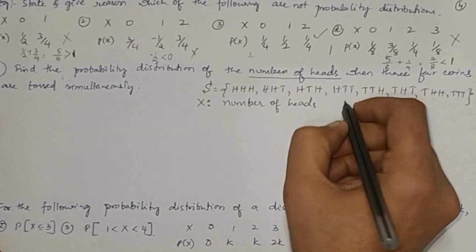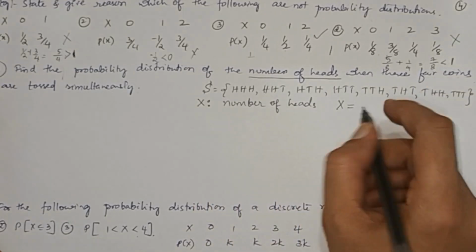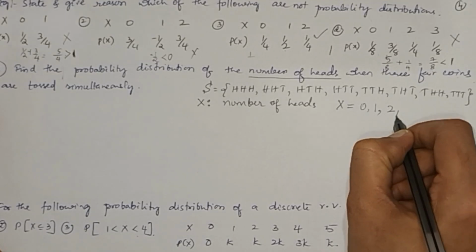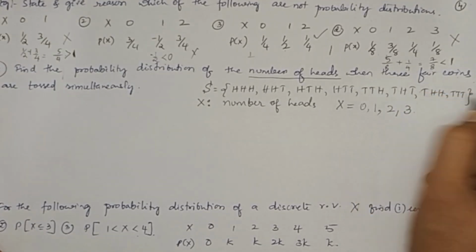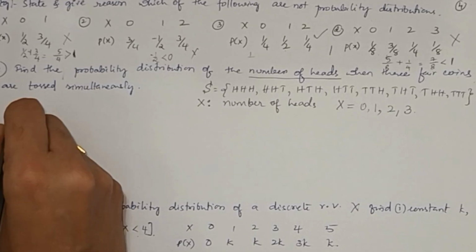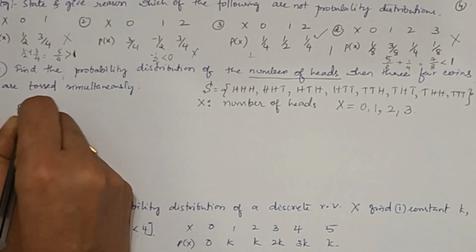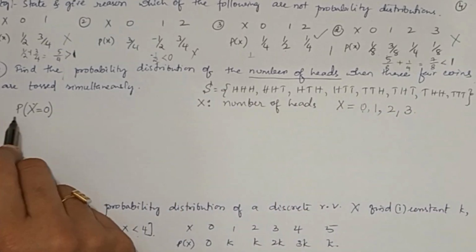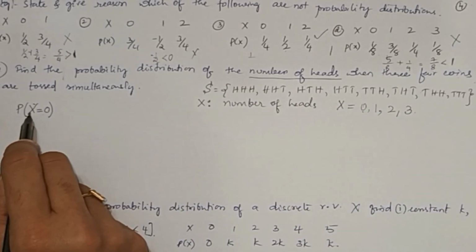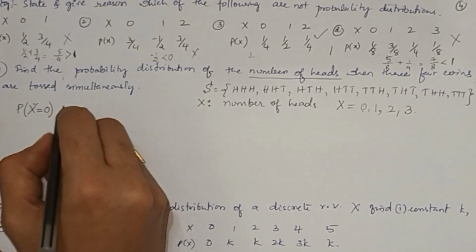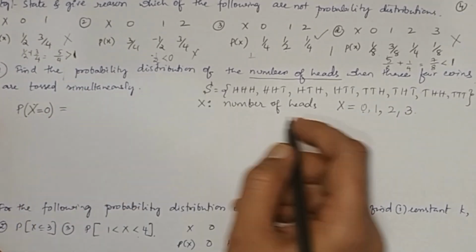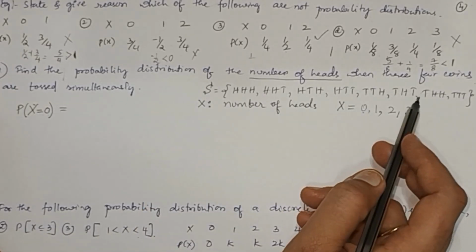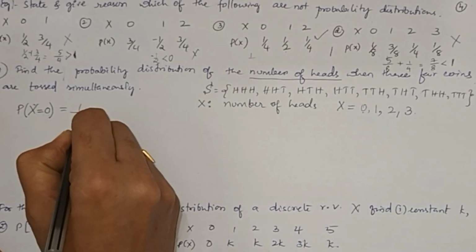So, how many values can x take? In some of the outcomes there is no head. In some of the outcomes there is one head. In some of the outcomes there are two heads. Then maximum three heads. Now you have to get the probability distribution. P of the random variable at 0, because the first value is 0. The meaning of this is the probability of the random variable taking the value 0. Which outcomes do not have heads? No head means only one outcome out of 8 outcomes.